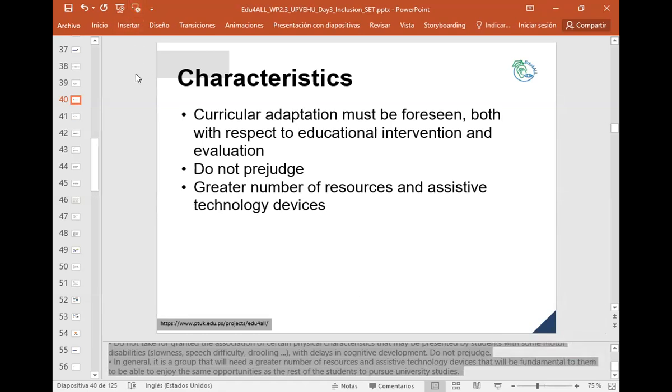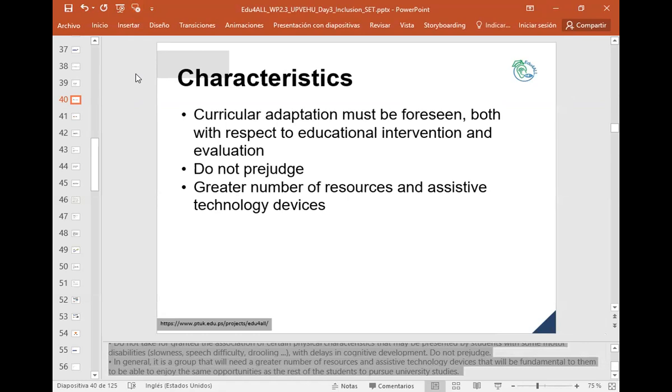Mobility, manipulation, and communication problems do not have to interfere with the teaching-learning process, but disability could make it difficult to acquire the knowledge and objectives established for the subject. For this reason, curricular adaptation must be foreseen, both with respect to educational intervention and evaluation, as a response to the special educational needs they present.